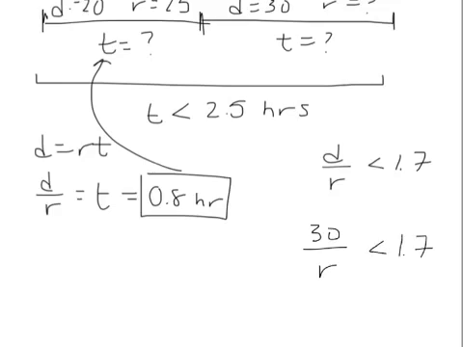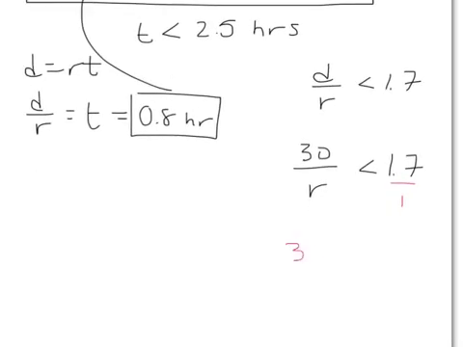Realizing that 1.7 is really over 1, we can switch the locations of our diagonals, as we talked about already, just flip-flop right here. And what we end up with for this part is going to be 30 over 1.7 is less than r. Well, what that turns out to be as a number is 17.64. So we end up getting 17.64 is less than r.